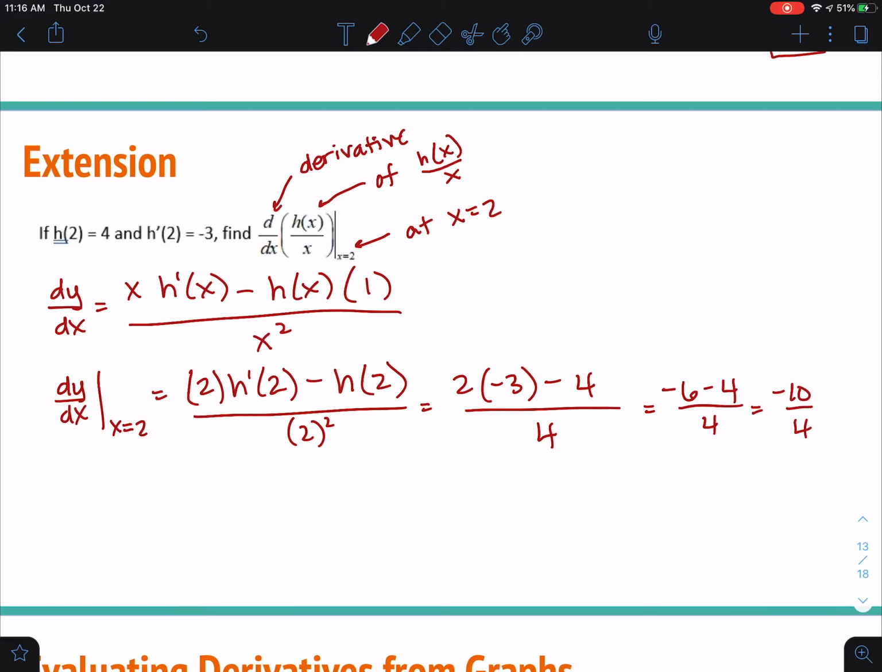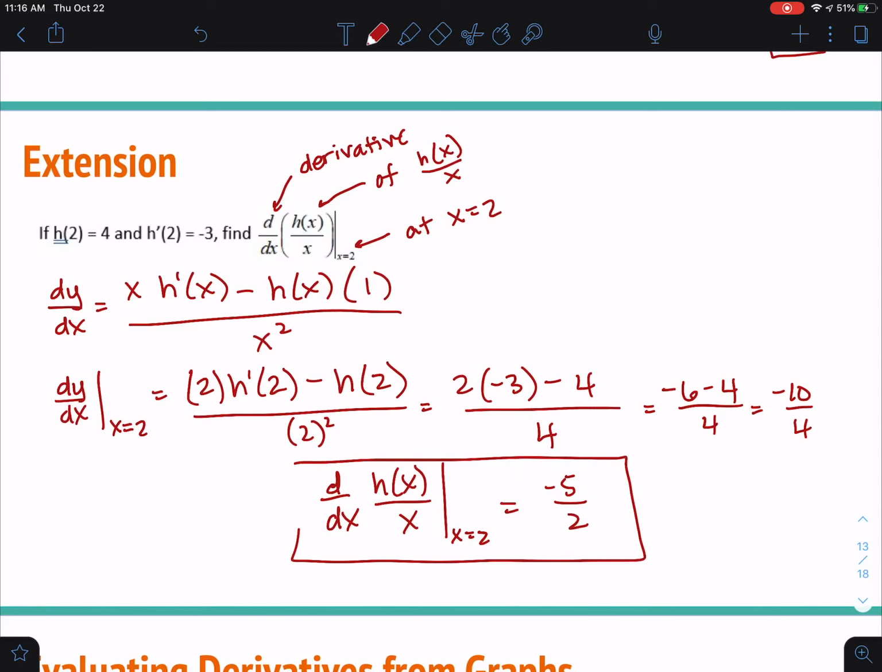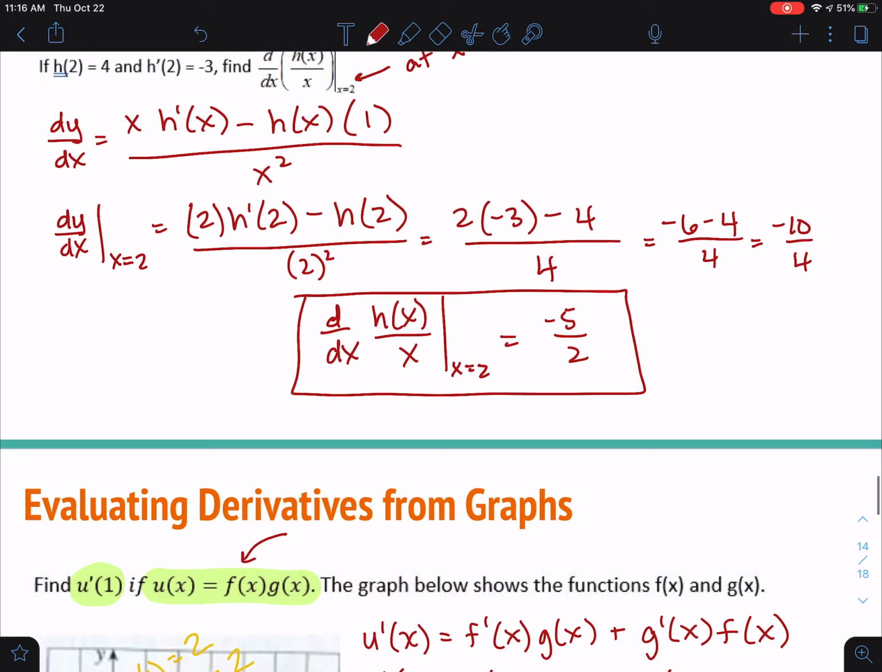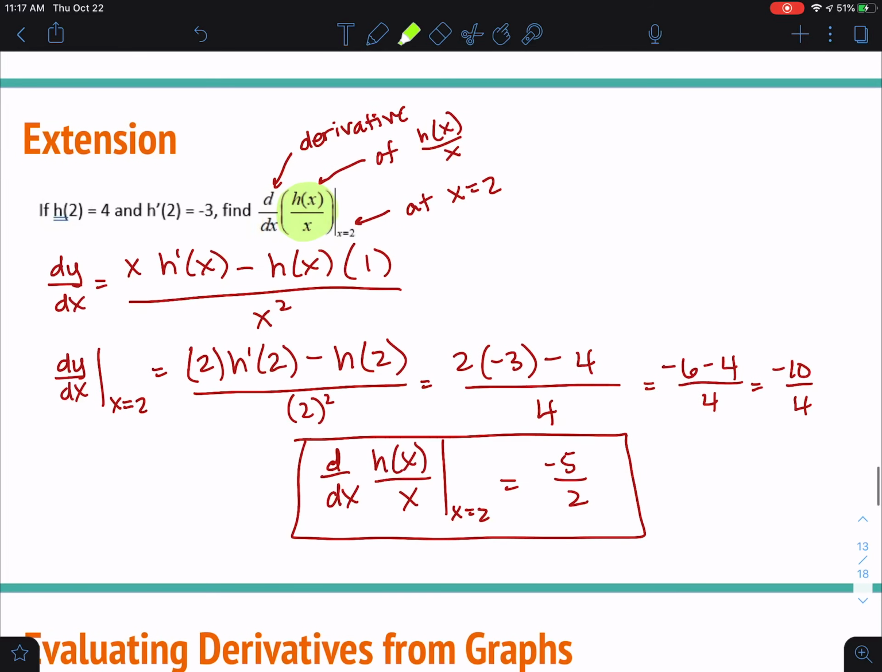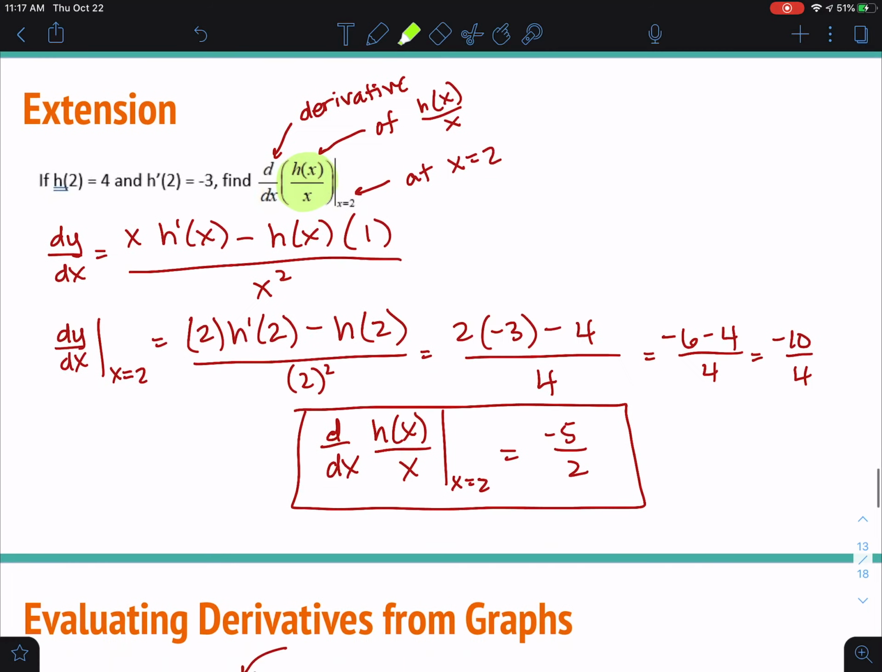So my final answer, and I'm going to write it in the same notation that they started with. Okay. So when you have some things that are written a little bit more complex that aren't just h of x and g of x and you have an x thrown in there, you're still going to do the same thing. And actually, I think it kind of becomes a little bit easier because the derivative of x is just going to be 1.